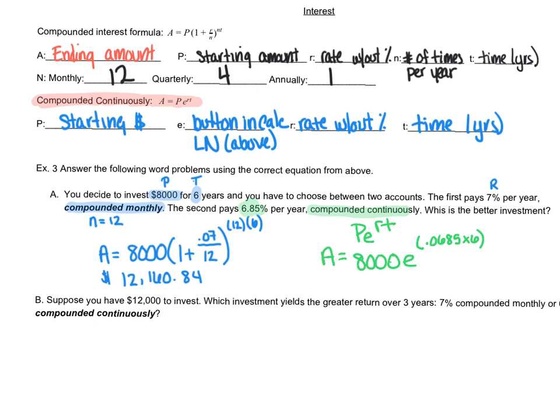So this you're going to hit in your calculator, your second, and then the ln button. That's going to give e to the power. You're going to put in 0.0685, excuse me. So second e, second ln, 0.0685 times 6. And then that's going to be 1.5 and then a long decimal and times it by 8,000. So at the end here, you're going to have $12,066.60. So which one is the better investment? Well, the better investment is the one with the most money in it, which would be this one right here.